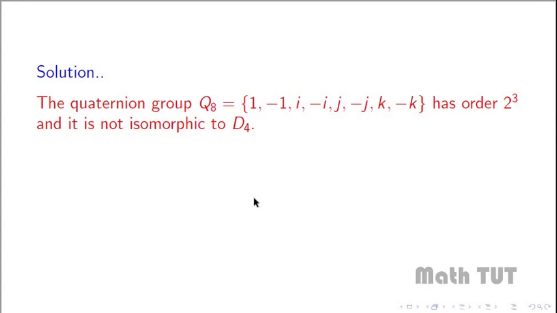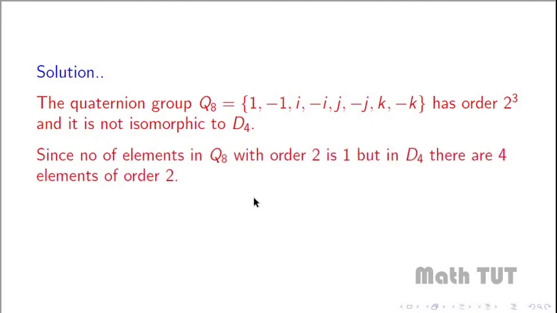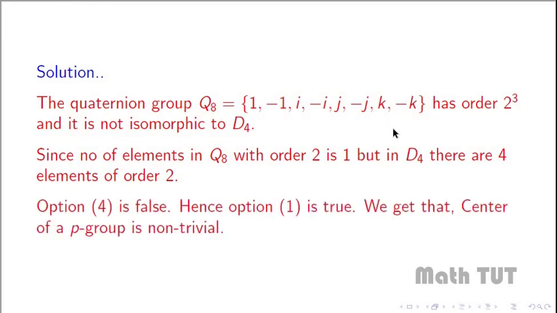If you compare the two groups to argue that they are not isomorphic, I'm just trying to show you the structures are different. The number of elements in Q8 with order 2 is simply 1, this element. But in D4, the reflections have order 2, and we have actually 4 elements of order 2. So that clearly says that these two groups are not isomorphic, and thus we get that option 4 is false, and the only correct option is option 1.